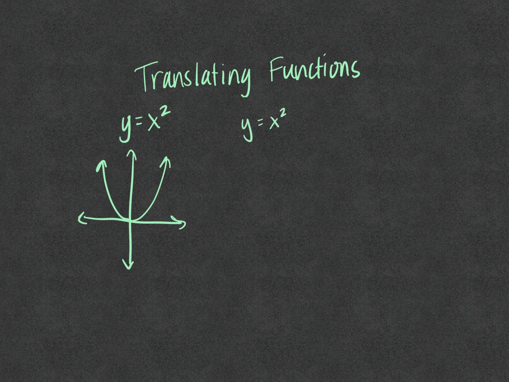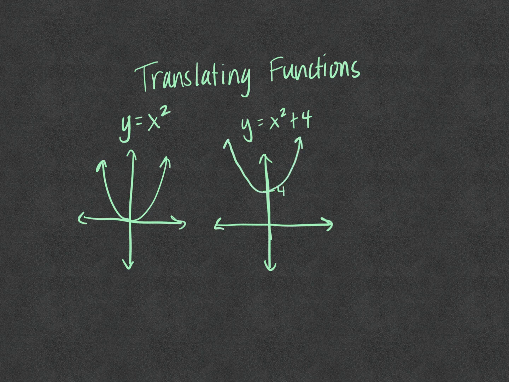Let's say we have y equals x squared plus 4. What we do with that is we're going to move this up 4, and all the y values move up 4, so it moves up 4. So I'm going to call this my vertex. My vertex here is 0, 4.